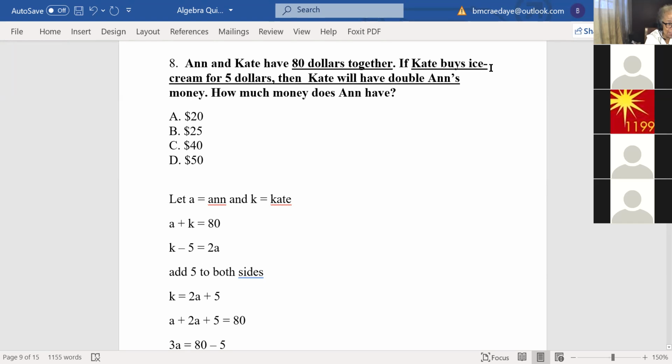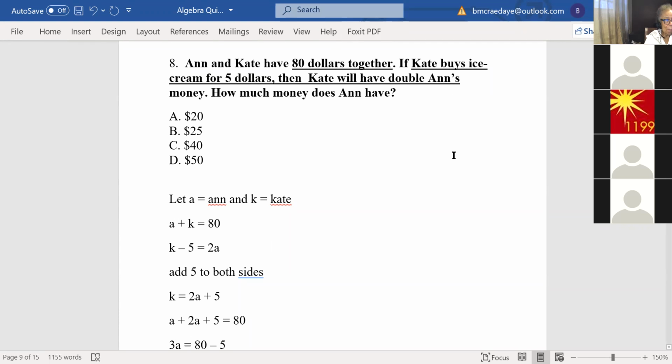Kate buying the ice cream for $5, and that amount left over equaling double Ann's amount, 2 times A. So what is it? 2 times A, because double. What's double Ann? 2 times Ann. What are we doubling? Ann's money, A.